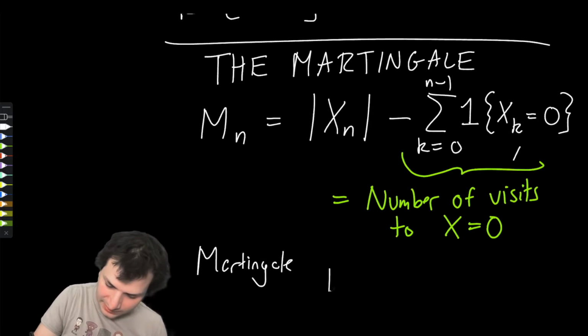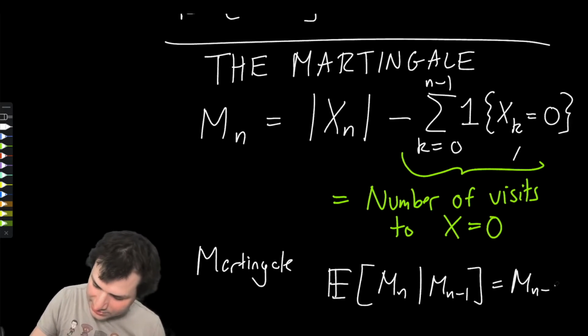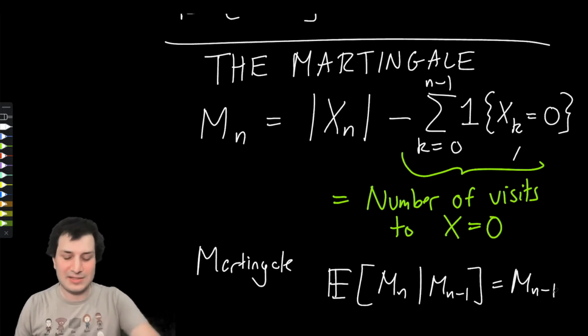Martingale, the expected value of Mn given Mn minus 1 is just Mn minus 1. It doesn't go up or down on average. It stays exactly where it is. There's two easy ways to see that this thing is a martingale.